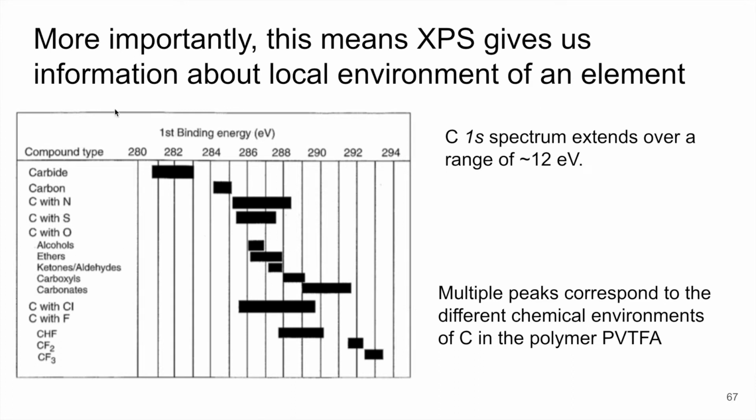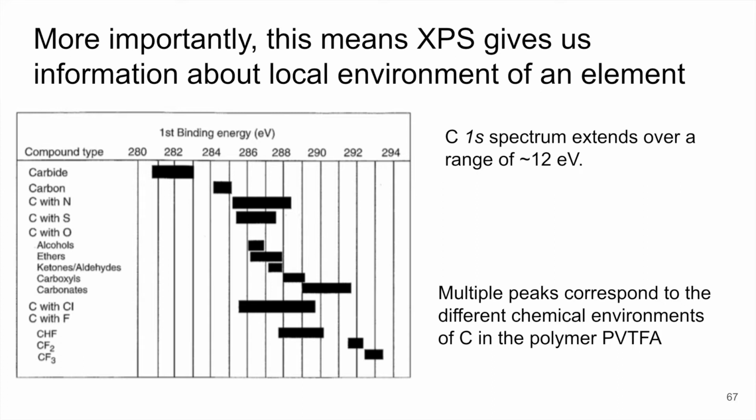So this is a chart we tend to see in some of the databases, and this is binding energies for an element, in this case carbon, and you can see the shifts with the different types of compounds. So a carbide, carbon bonded with nitrogen, carbon bonded with sulfur, all these will have different binding energies. And the total range is about 12 electron volts. So it's a pretty wide range.